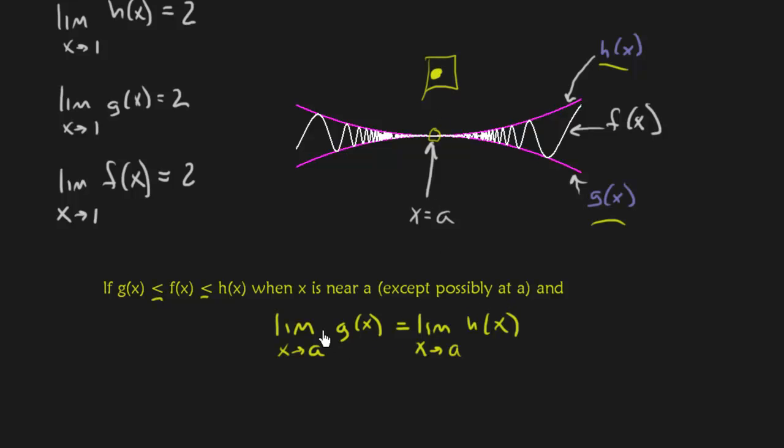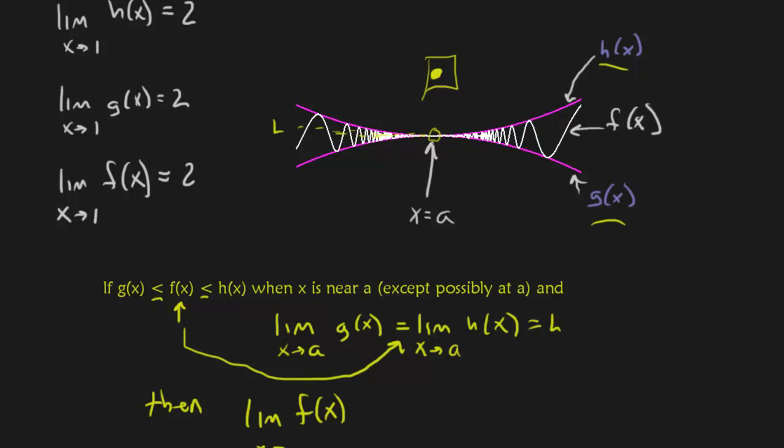And you have the property that the limit of g equals the limit of h. So this would have been L, right there. So you have this property, and finally, you have this conclusion. Because f stays between g and h, that means the limit of f has to stay between the limit of g and h. So you can have this conclusion that the limit of f is also L.